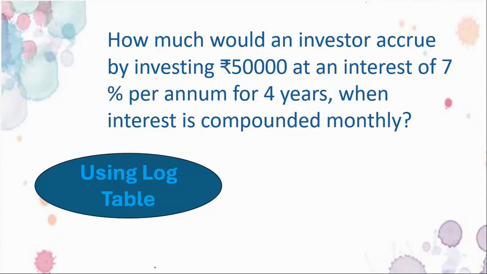The question is: how much would an investor earn by investing 50,000 rupees at an interest of 7% per annum for 4 years, when interest is compounded monthly? So there is an investor who is investing 50,000 rupees and the rate of interest is 7%. Now they are asking how much he would earn after 4 years when the interest is compounded monthly. So that's my main question.